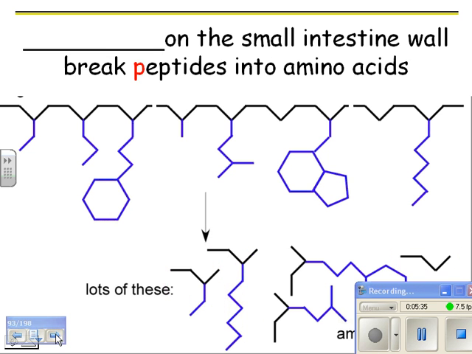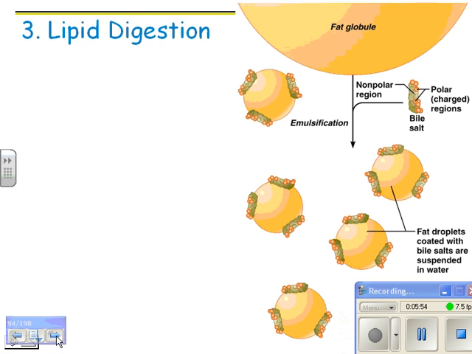So these are enzymes that are found in the small intestine. So this is a peptide. These enzymes are called peptidases. And they're on the small intestine wall. And the main thing is that you're breaking peptides all the way down to amino acids. They can be absorbed into your blood and go to all the different cells of your body and be used wherever you need to build proteins.